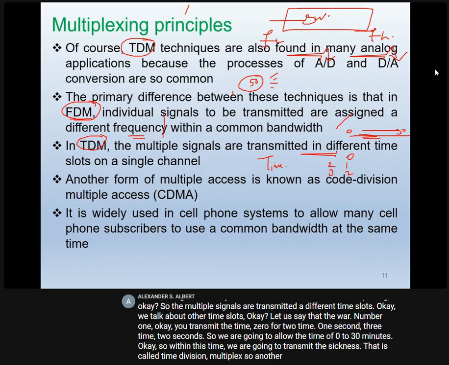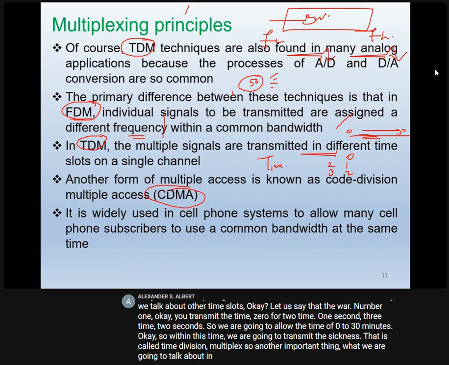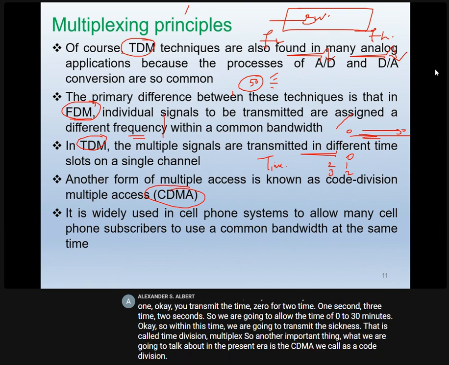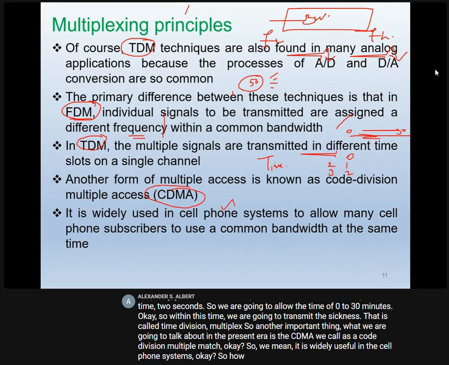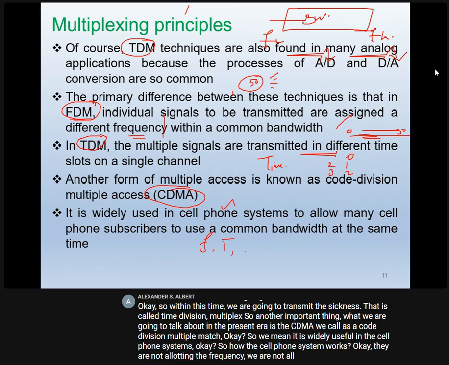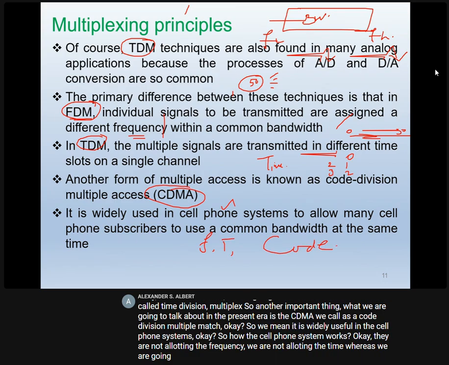Another important thing we are going to talk about in the present era is CDMA. We call it code division multiplex. It is widely used in cell phone systems. So how does the cell phone system work? We are not allotting the frequency, we are not allotting the time, whereas we are going to allot some code.